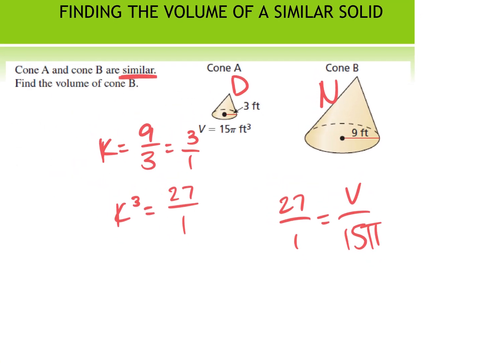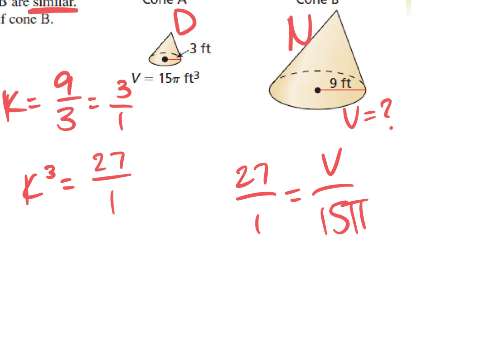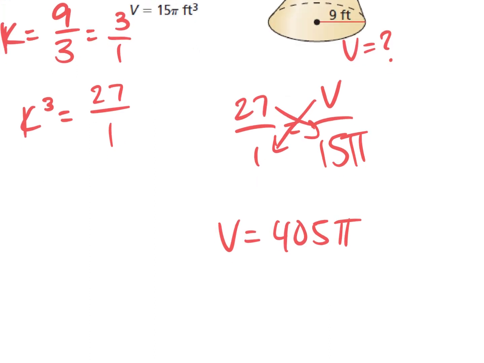Why V on top? Because that's the numerator figure, right? We have to be consistent. What do I do now? Cross multiply. What's V times 1? And what's 27 times 15? 405. 405 pi. When you multiply it out, what do you get? 1,200 something? You can leave it in terms of pi.